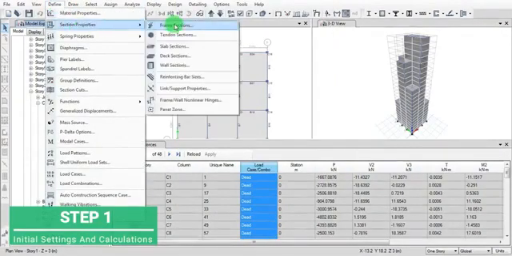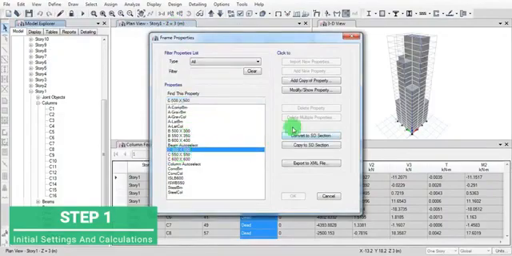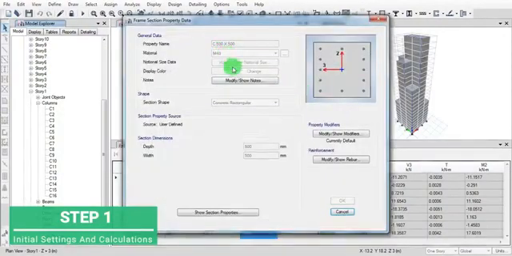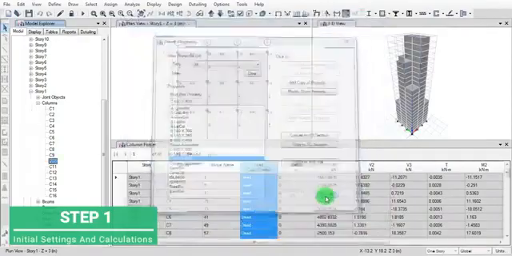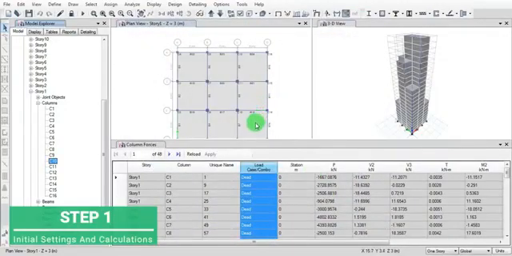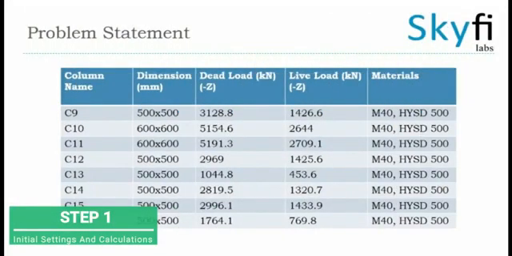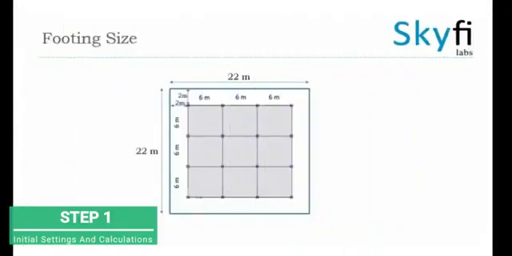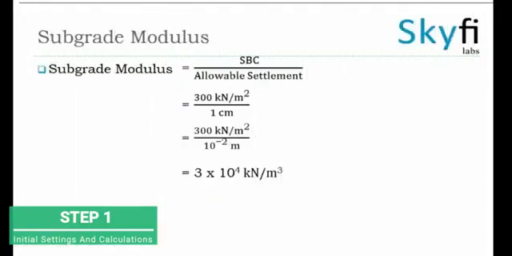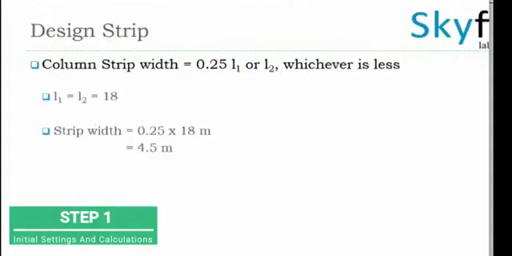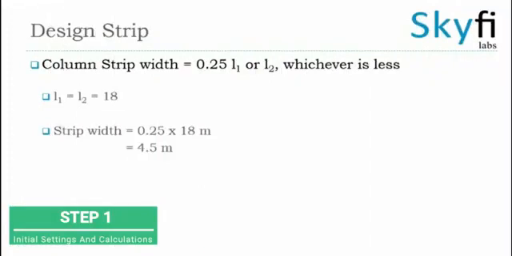Now define section properties. Go to section property and select materials for the 500 by 500, that is M40 and HYSD 500, similar for both. Now this is the problem statement we got from our design problem. It is a footing size of 18 by 18 with a 2-meter extension on either side. This is how we have to find the subgrade modulus, and this is for the calculation for the design strip.